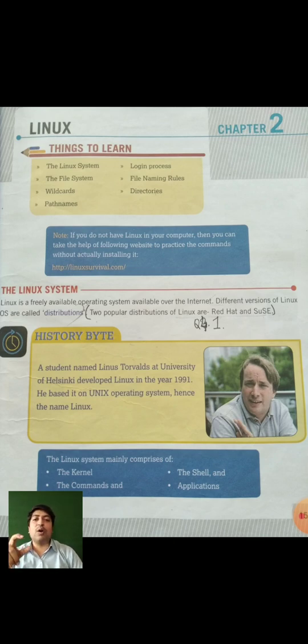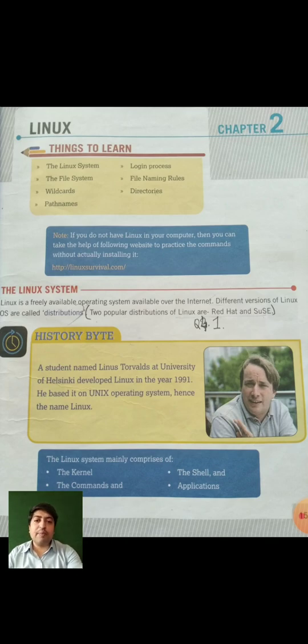Different versions of the Linux operating system are called distributions. There are different versions related to the Linux operating system, and we can call them distributions. The popular distributions of Linux are Red Hat and SUSE. These are the two popular distributions of that operating system.